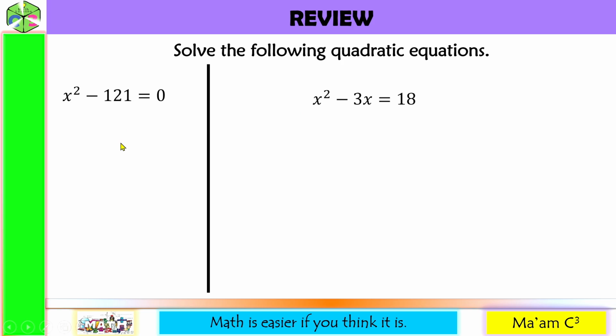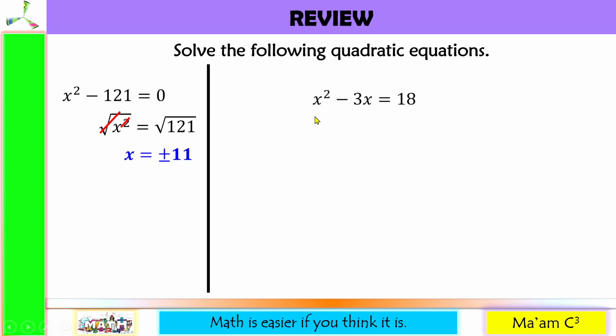The first one, we do not have a linear term, and 121 is a perfect square. So what we are going to use is extracting the square roots. First, I'm going to move negative 121 on this side and then extract square roots of both sides. So this radical symbol and exponent 2 will cancel out. Since our c is greater than 0, then we are expecting two roots, positive and negative. And the square root of 121 is 11. So we have x is equal to positive and negative 11.